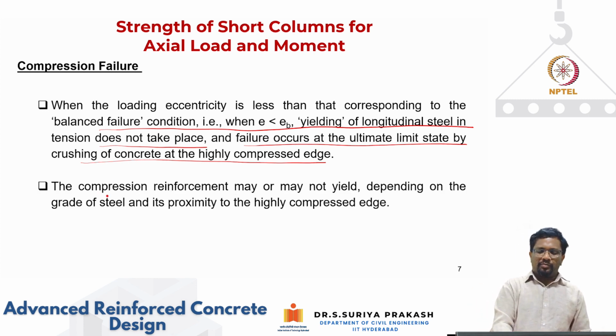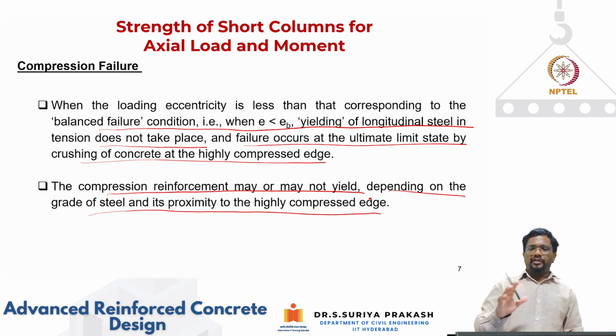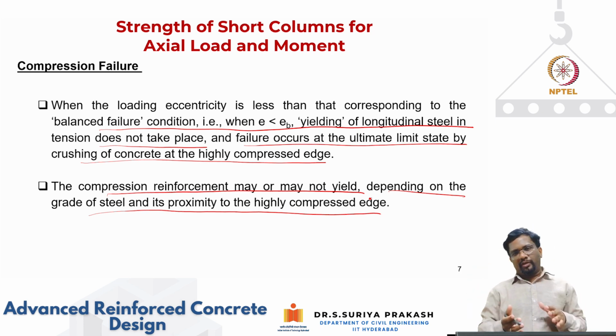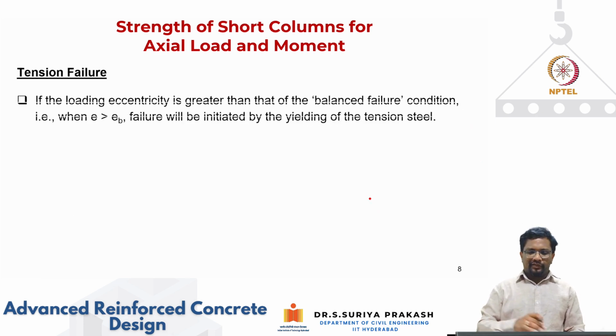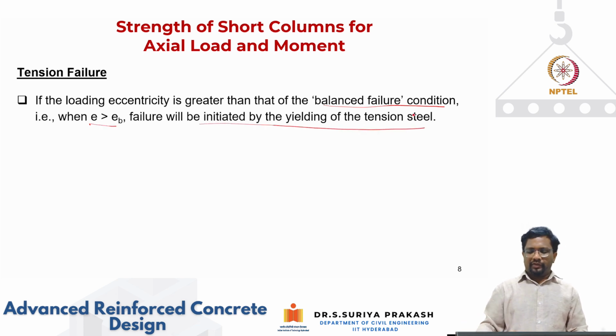In this case, the compression reinforcement may or may not yield, depending upon the grade of steel and its proximity to the compressed state. Again, we define the failure as under reinforced not depending upon what happens to compression steel, but what happens to tension steel. Because columns are compression members, you can have a compression dominant failure mode. Now let's see tension failure. If the loading eccentricity is greater than that of the balanced failure condition, when E is greater than EB, the failure will be initiated by yielding of tension steel.